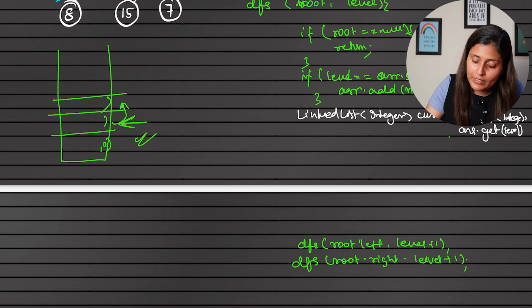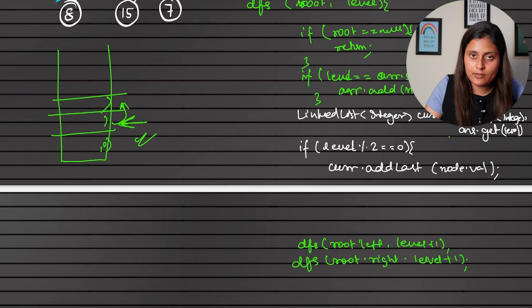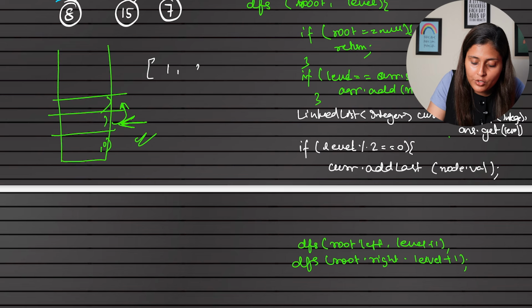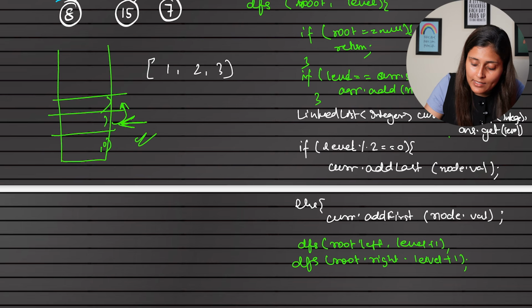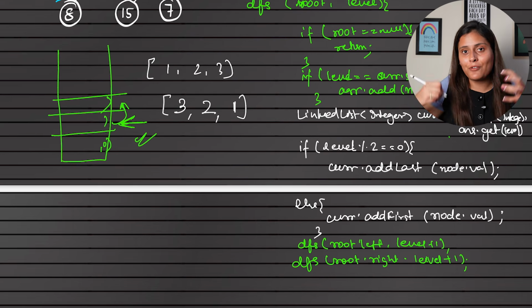Now what we will write: if level modulo 2 is equal to 0, so this is even, then current dot add last, what? Node dot value, correct? So in this format if you add, it will be 1, 2, 3. Else if it is odd, then what will we do? Current dot add first, what will we add? Node dot value. Now if you add like this, the first one gets added. Now with add first, 1 will get moved ahead, and here 2. Now to add 3, 3. So it is by default in reversed order.